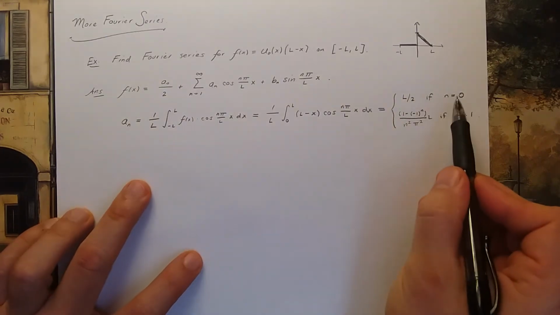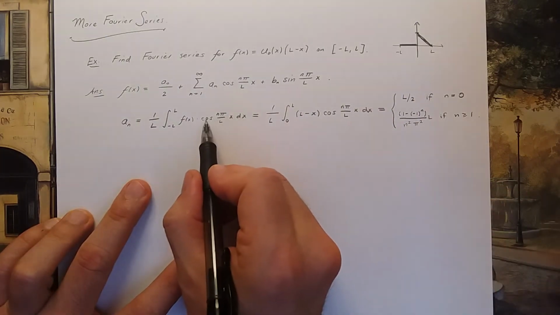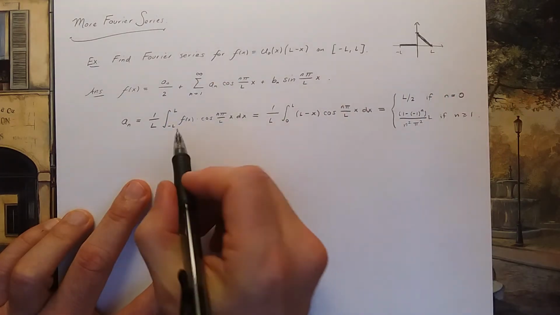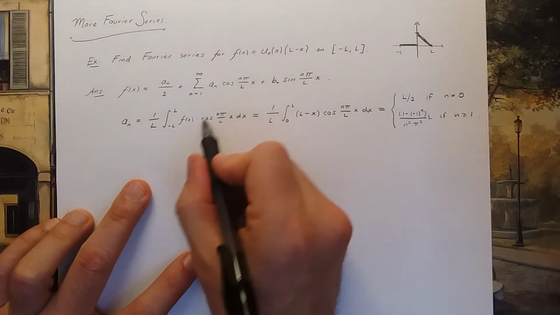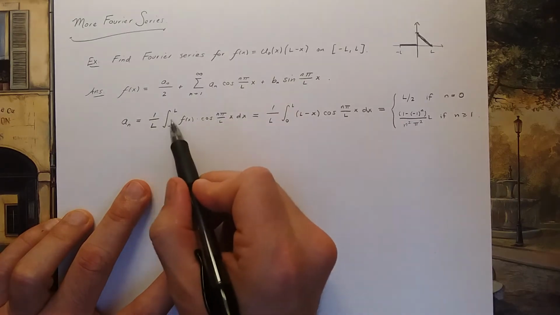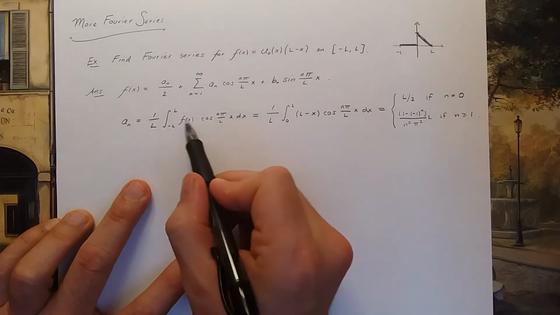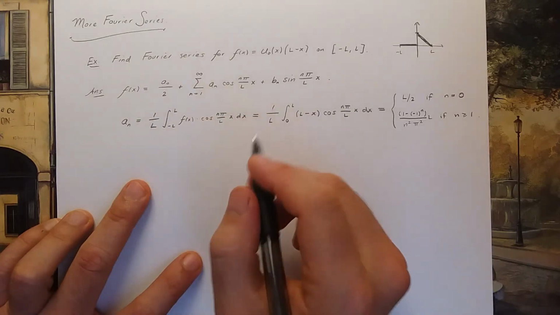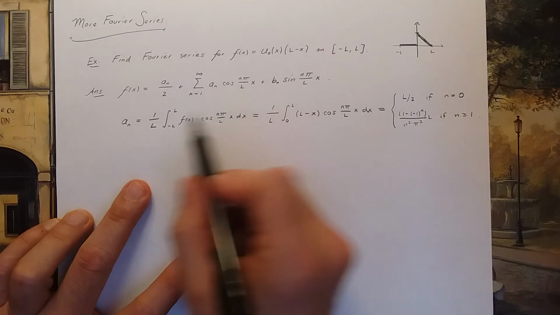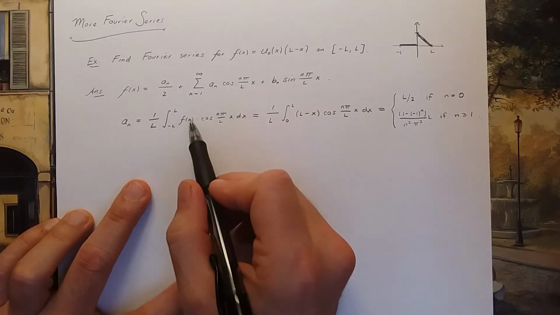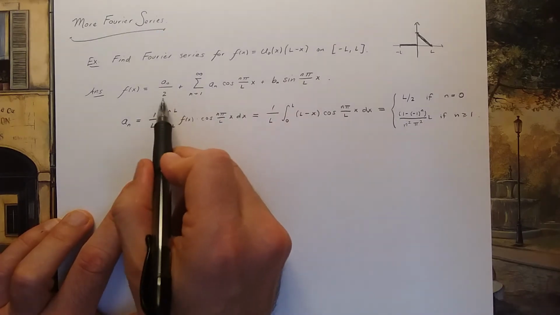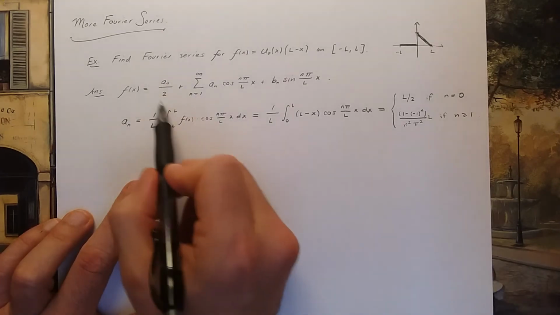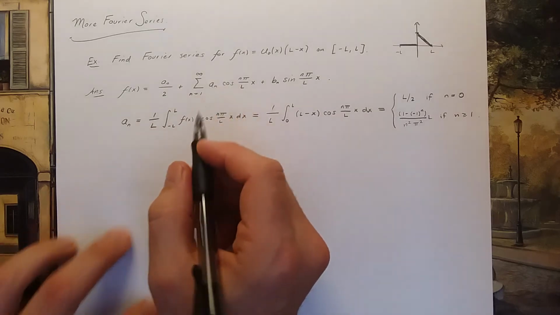Notice when n is equal to 0, I have cosine 0x, which is just 1, and I therefore don't have this cosine term, and I'm just integrating from negative L to L the function f of x and dividing by L. That is almost the average value of the function f. It would be the average value if I divided by 2. That's sometimes also why I have this division by 2 in the first term.